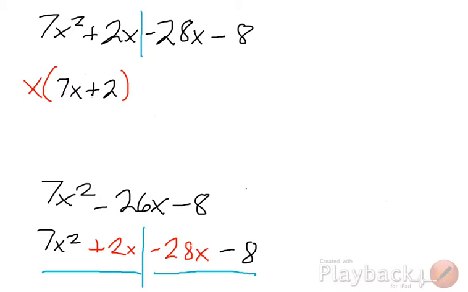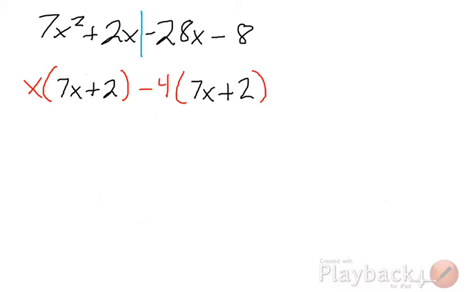Now I'll take a look at the second group, the last two terms, and find the greatest common factor between those two terms, negative 28x and negative 8. As you see, there was a negative 4 in common between the negative 28 and the negative 8, so I factored that out to minus 4, and what's left was a 7x plus 2, which is what we're trying to get, that 7x plus 2 on both of those.